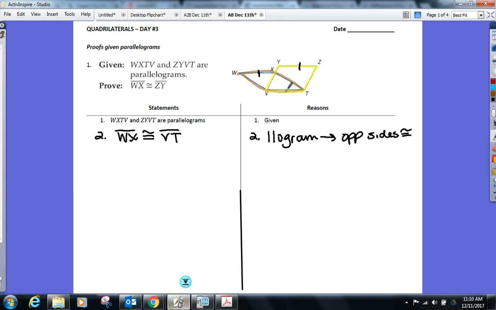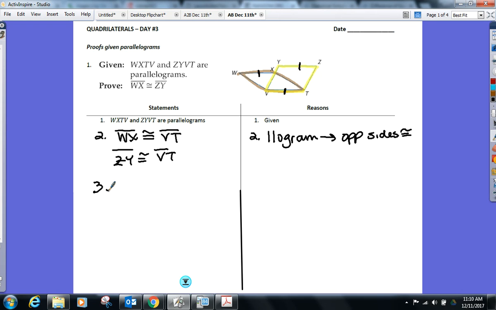It is congruent to VT as well, yes. I'm just going to put it in the same statement, because why am I going to write that reason all over again? All right, so ZY is also congruent to VT. Same reason: opposite sides are congruent.